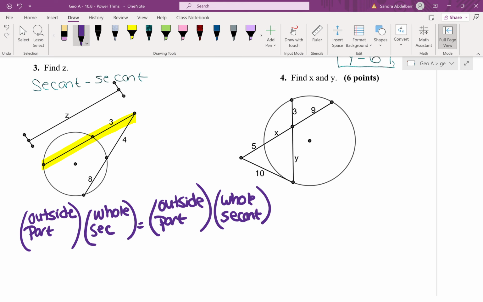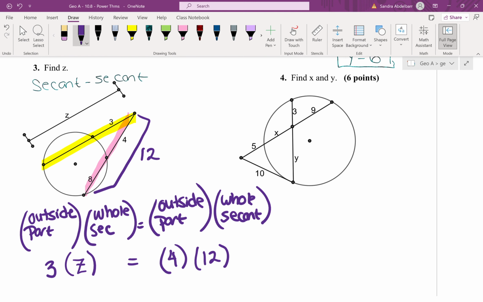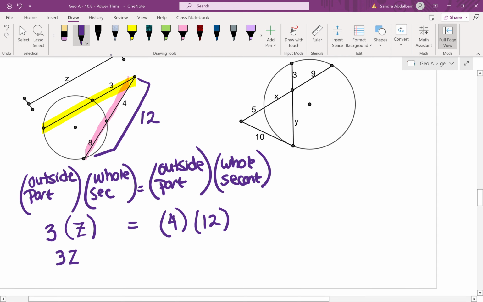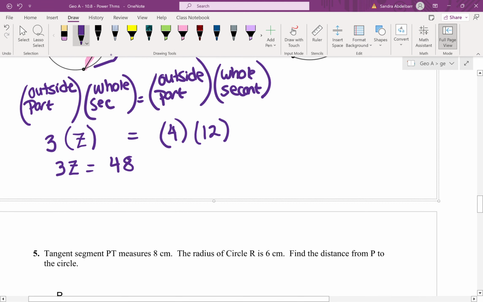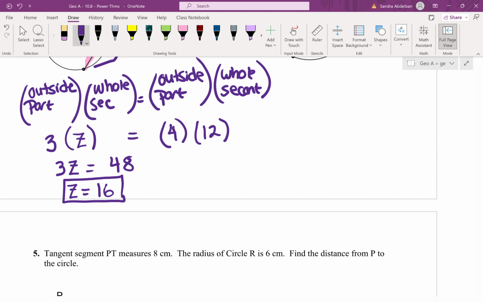Let's do this yellow secant first. Do we all agree that our outside part is 3? And our full secant is Z. All right, what about this pink secant? What's my outside part of the pink secant? 4. And what's the full secant? You got it. The full secant is 12. So I'm going to have 3Z is equal to 48. Divide by 3, and we get Z is equal to 16.